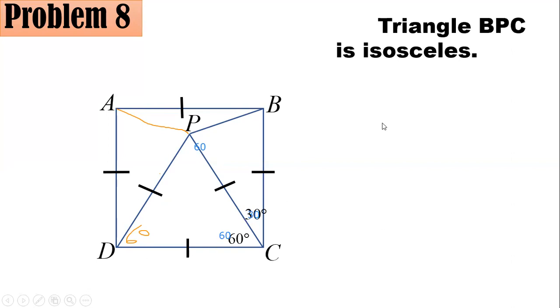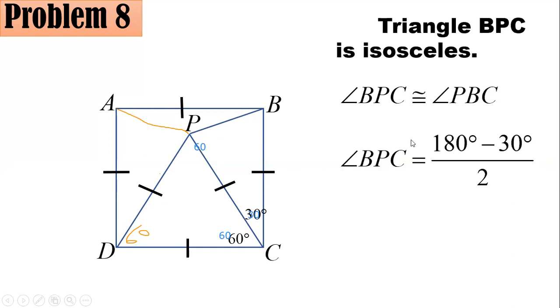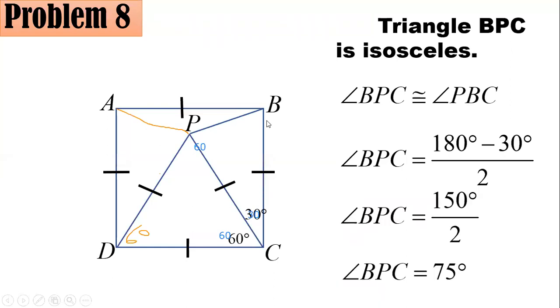This is 30 degrees. And since these two are base angles, they are congruent. That's 180 minus 30 degrees, that's 150, and divide by 2 because these two are congruent. Hence, it's 150 degrees all over 2, and this tells us that angle BPC is 75 degrees. The same thing with angle PBC, it's also 75 degrees. So to everyone who answered 75 degrees, thank you. You got it right. Sana all.